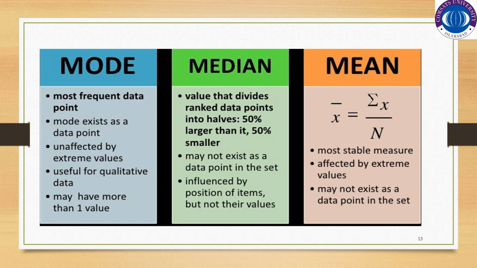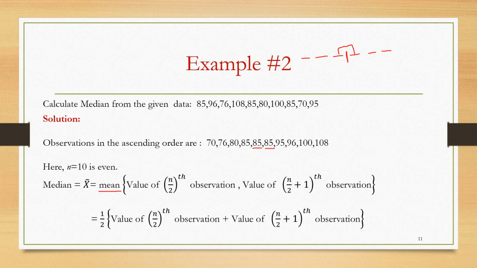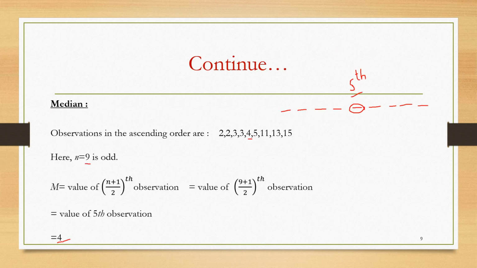Median: a value that divides ranked data, or we can say ordered data points, into two halves, 50% larger than it and 50% smaller than it. It may not exist as a data point in the set. We can see in our examples, in the second example, the median was the data point 85. Okay? But in the first example, the median was 4 and it also was a data point, but it can be not a data point.